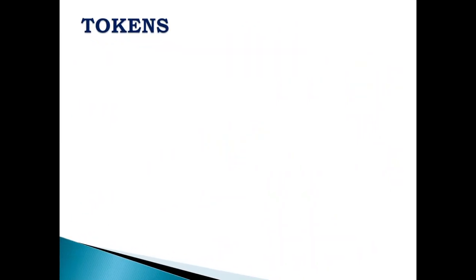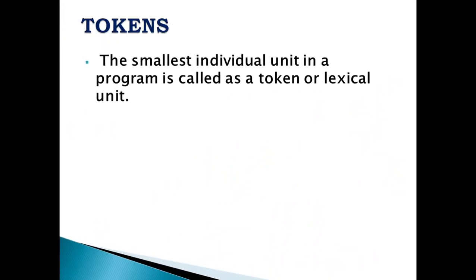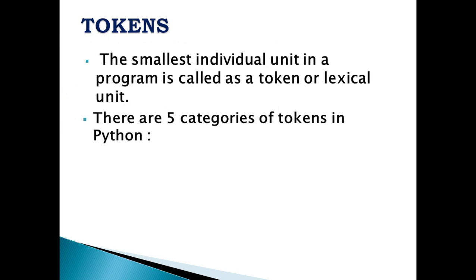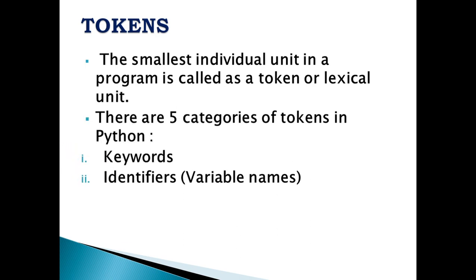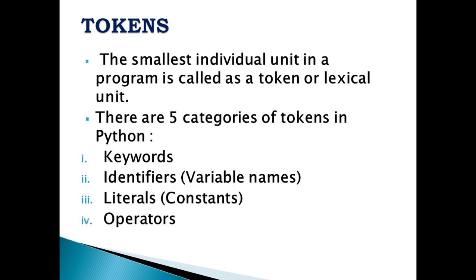What is a token? A token is the smallest individual unit in a program. It is also called a lexical unit. There are 5 categories of lexical units in Python: keywords, identifiers or variables, literals or constants, operators, and punctuators.